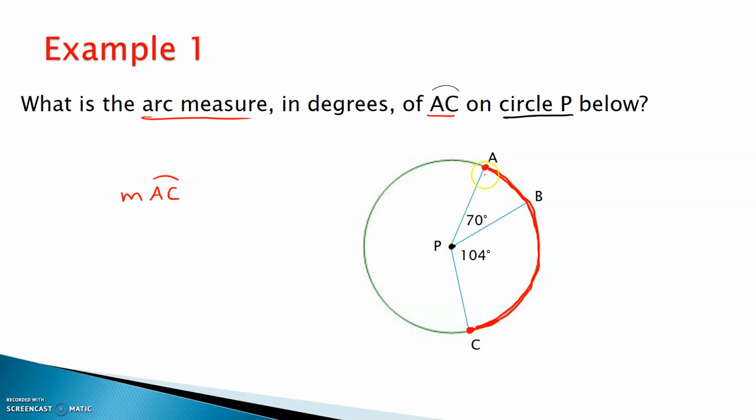In order to figure that out, well, it's this angle here and this angle here that are holding it up together. How many degrees are holding it up there? Well, that's 104 and 70. So together, 104 plus 70 is 174 degrees that are holding it up. So the measure of arc AC is 174 degrees.